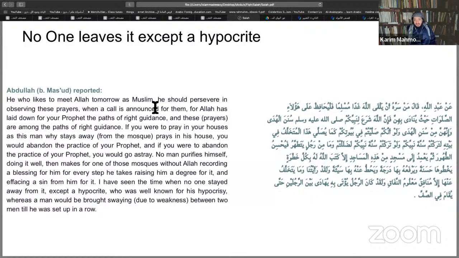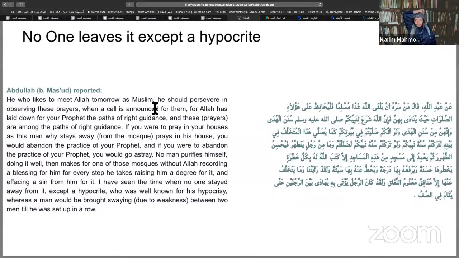All right. This is mentioned to us by Abdullah ibn Mas'ud, that no one leaves the prayer in the masjid except a hypocrite, known to be a hypocrite. What does that mean? What's a hypocrite? A hypocrite in Islam is not like you have it in English. In English, it's like a guy tells you to stop smoking, but he's smoking. You're like, oh, what a hypocrite. Or a guy tells you to speak nicely, but he's actually mean, and you say hypocrite. That kind of thing.